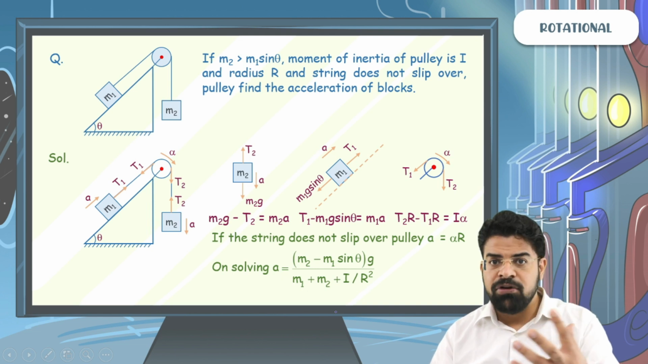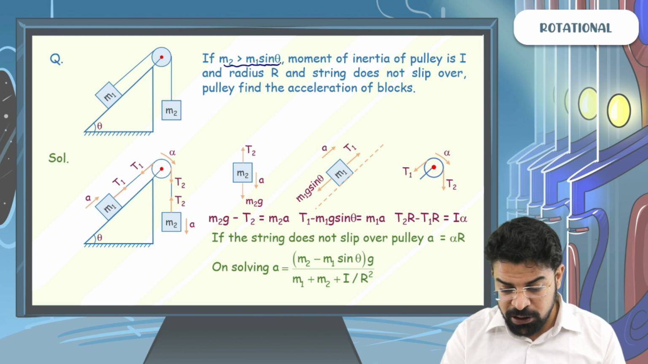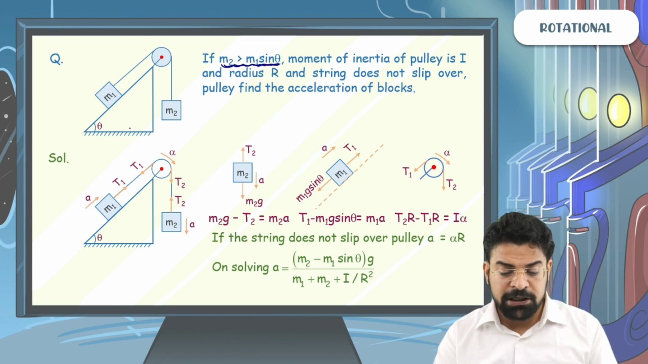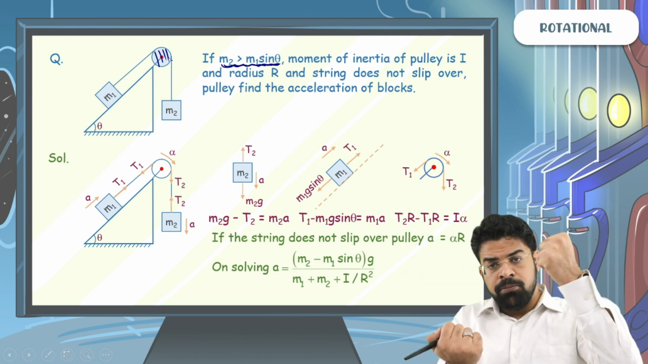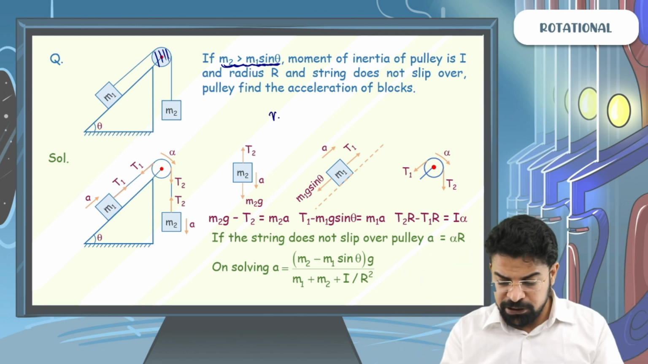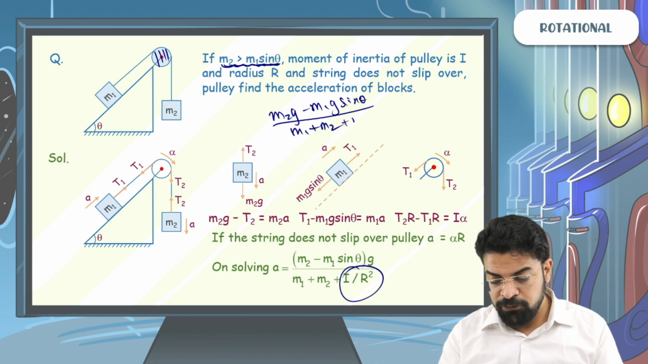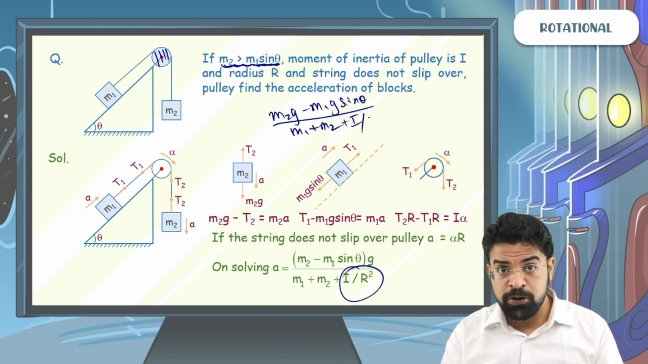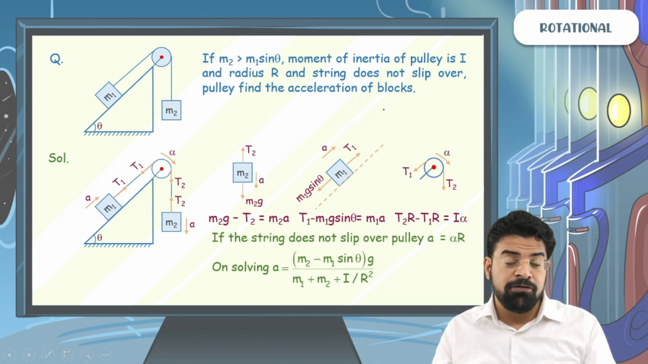If I had asked you the same question in Newton's laws and had given you the same condition, m2 is greater than m1 sine theta, but the pulley is massless, your answer would be m2g minus m1g sine theta upon m1 plus m2. Here you just get an extra term of mass, which is the moment of inertia of the pulley upon its radius whole square. So these types of questions are not tough because you won't have to make the equation, you will directly remember the acceleration.